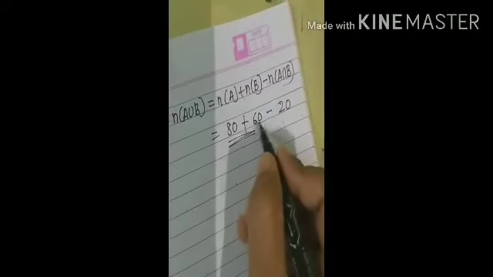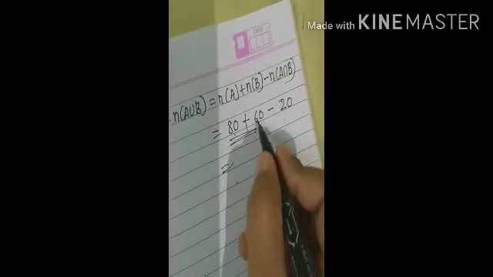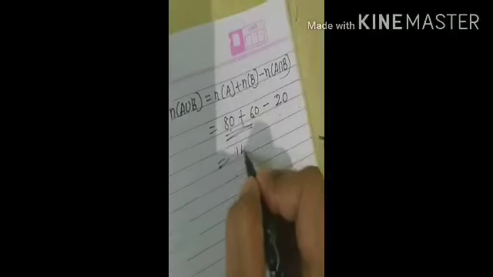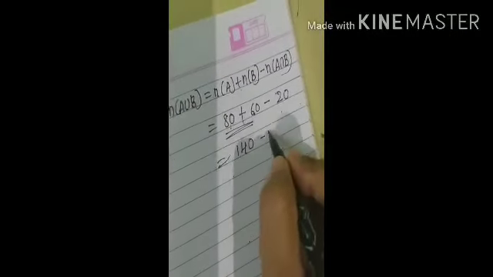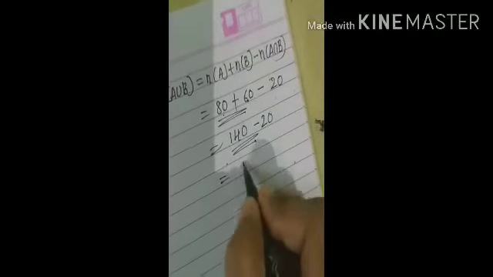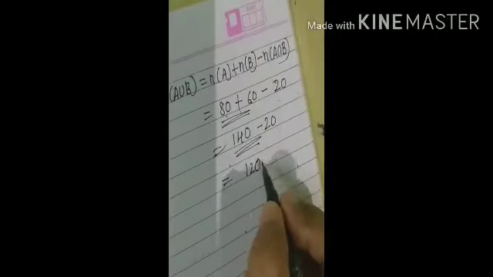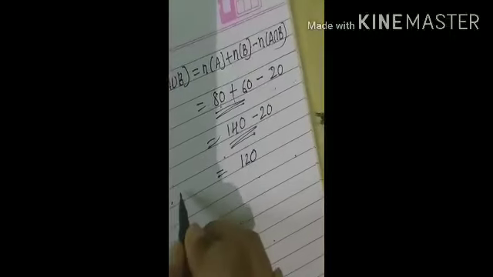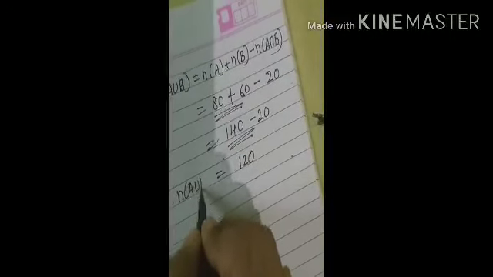First of all, add these two: 80 plus 60, you get 140, minus 20. Now subtract these two, you get 120. That is your union, n(A union B).